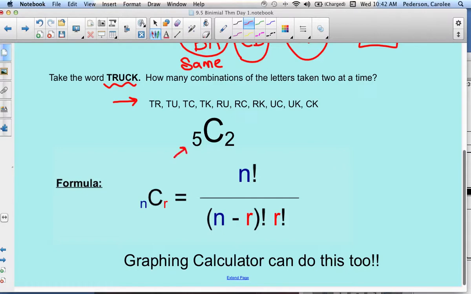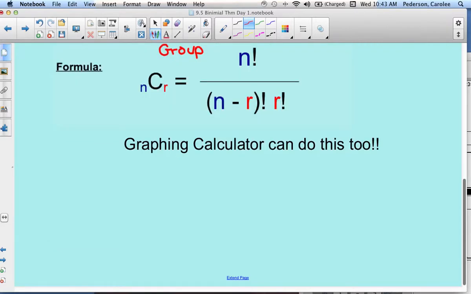So the 5 represents how many total we have in our group. So that's our group to start off with, the initial group. And then how many do we want to choose out of that group? So we're choosing 2. So we say 5, choose 2. The formula for this is below. The formula is nCr equals n factorial over n minus r factorial times r factorial. Note, we can also use the graphing calculator to do this problem. And I'll show you that in a little bit.